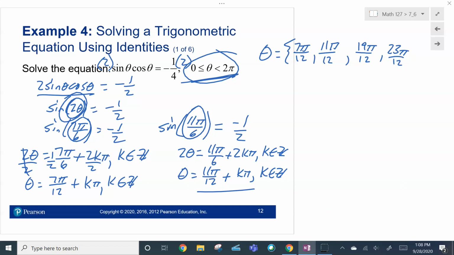Again, if k is 2, the next one would be 35 pi over 12. Well, that's too big. So here are all my solutions for this equation.